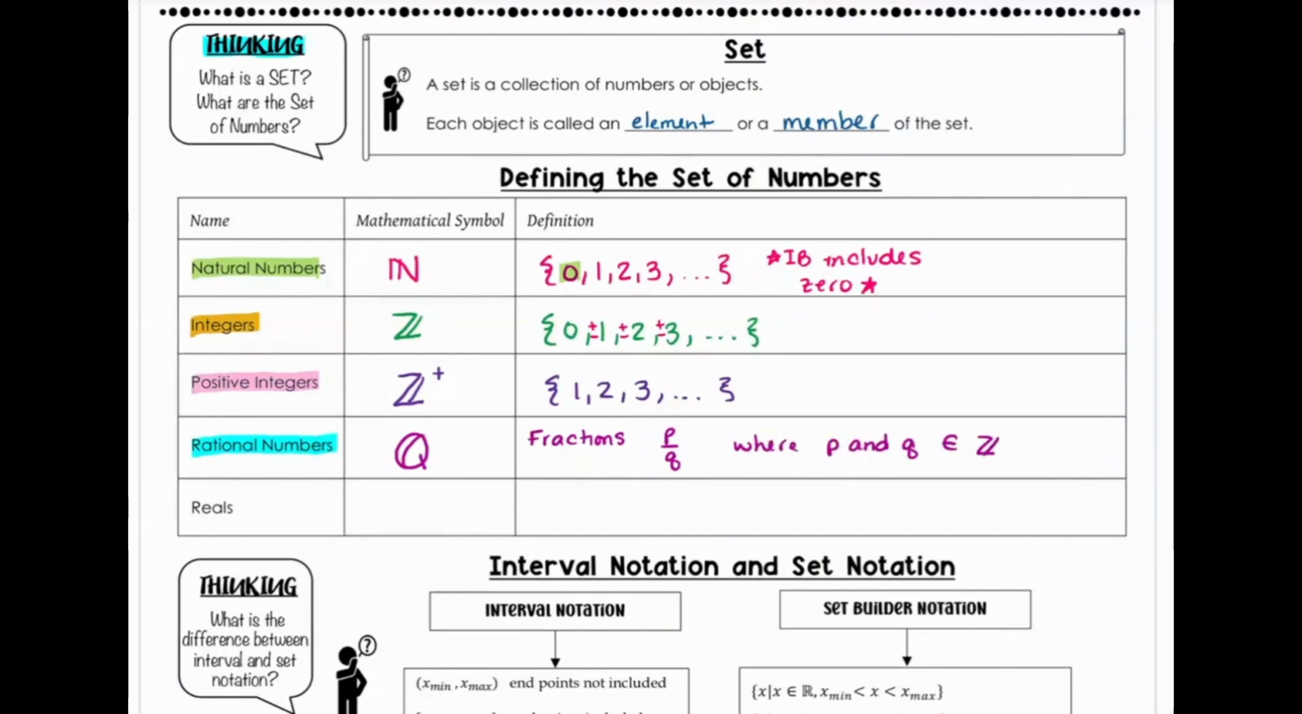And last, we have the set of reals. The set of reals are all numbers on the number line. That is positive numbers, negative numbers, zero, fractions, irrational numbers, and so forth. The reals are written as a double R.